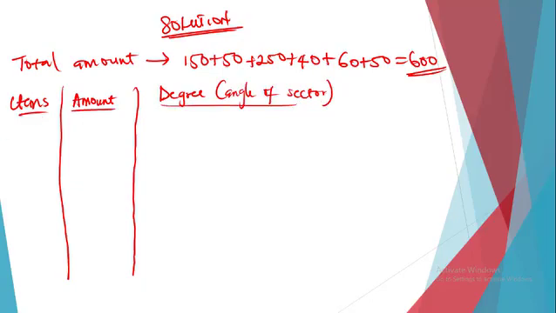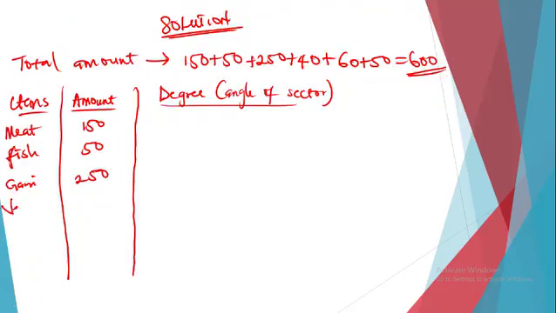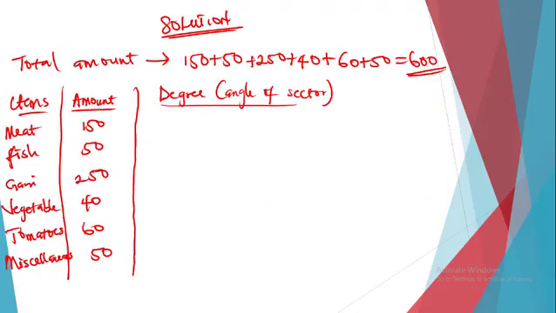So let us determine this. The first thing we have is meat, which is 150. We have fish, which is 50. We have gari, which is 250. We have vegetable, which is 40. We have tomatoes, 60, and then miscellaneous, which is 50. Is that right? Yeah.